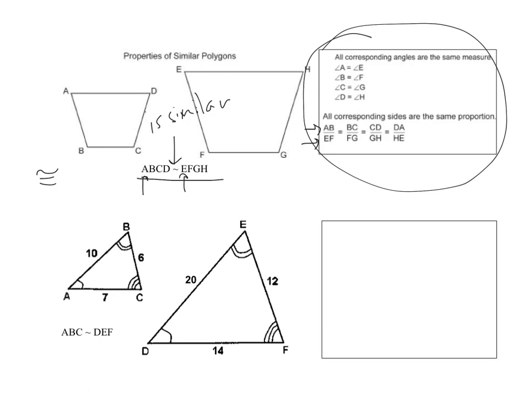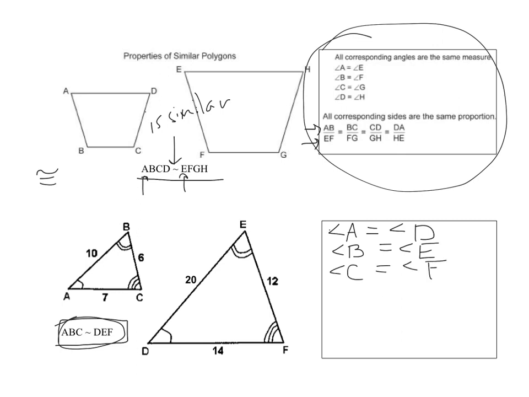Let's look at this next example to see that actually in action. So we have two triangles here that are similar. ABC is similar to DEF. We're going to start by making our angle pairs. So we know that angle A would be equal to the measure of angle D because of how they're written in this similar statement here. And then the measure of angle B is equal to the measure of angle E. And the measure of angle C would be equal to the measure of angle F.